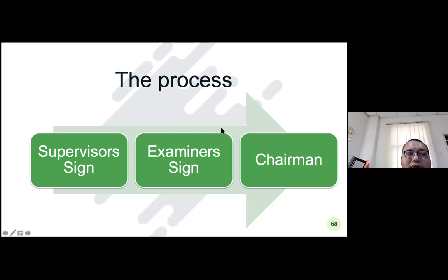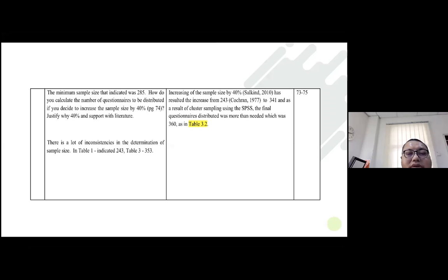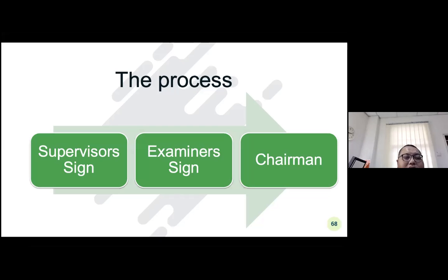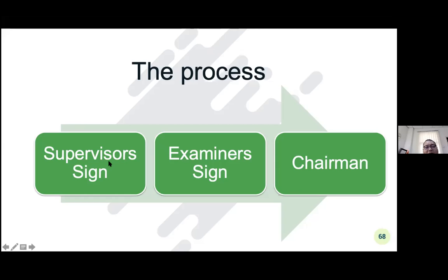The process after you do the correction is that you need to provide a list of corrections report. The first thing is that the supervisors need to sign first. The supervisors make sure that all the corrections were done according to the comments. Supervisors, you need to be responsible. Even though your supervisor signs, it doesn't mean the examiner will sign. So supervisors need to be more responsible. After your supervisor has signed, then the examiners will sign. And lastly, you ask the chairman.